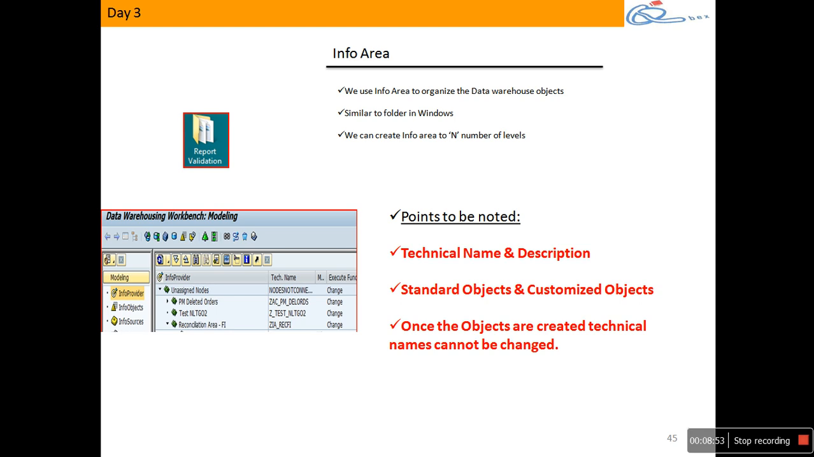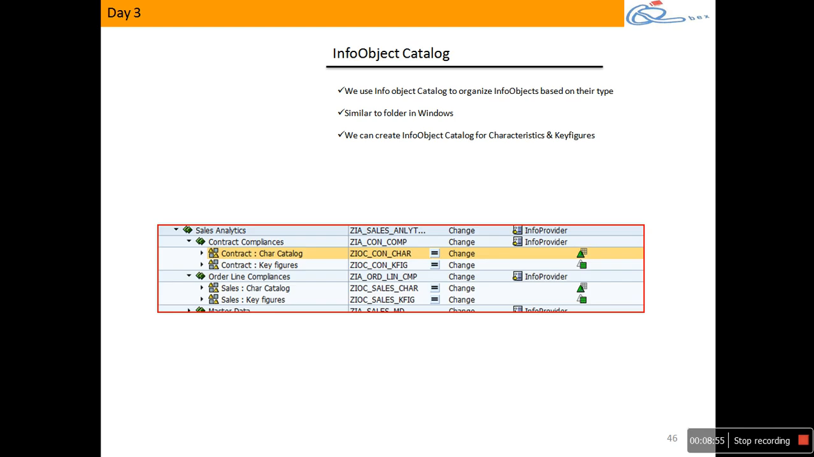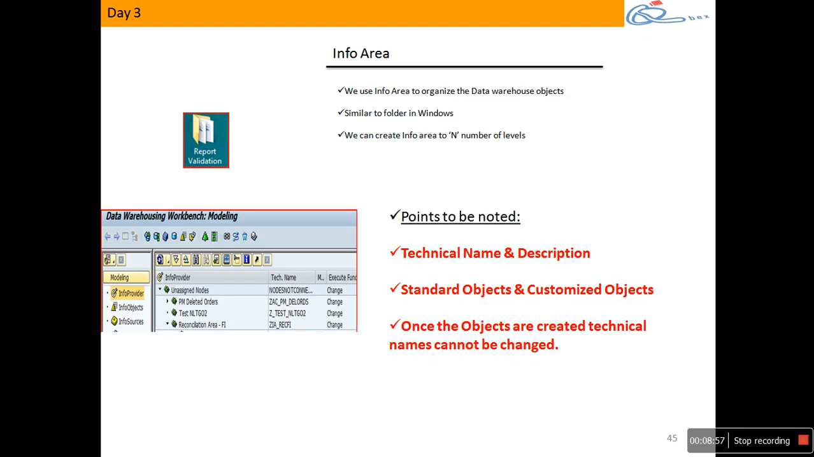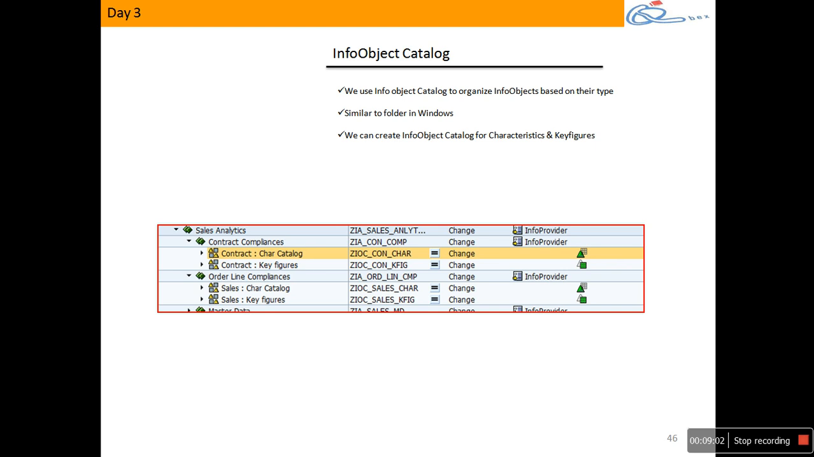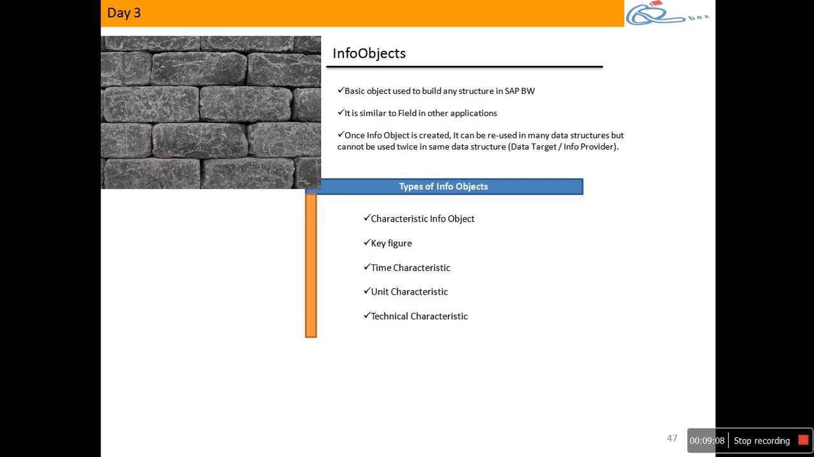Clear this? Okay, boss? Good. You understood about what is info area, right? Just like a folder where you want to place all your objects, boss. Next, info object catalogs. Okay. So before we understand this, you need to understand this one, then get back to that.